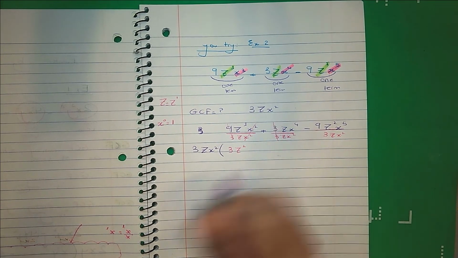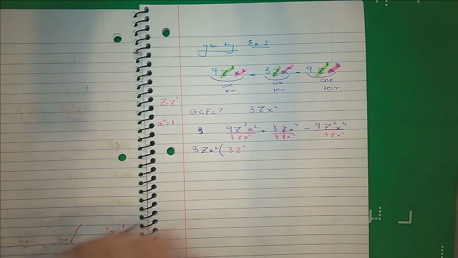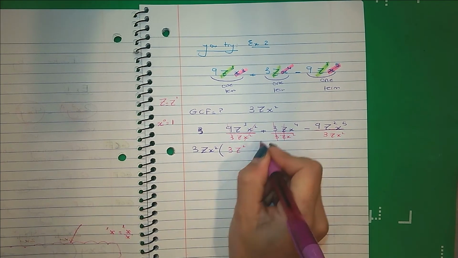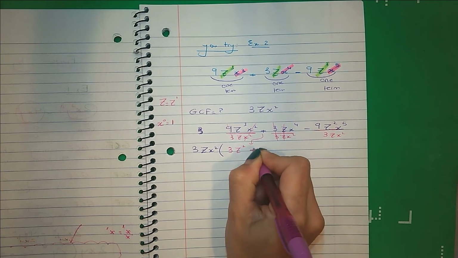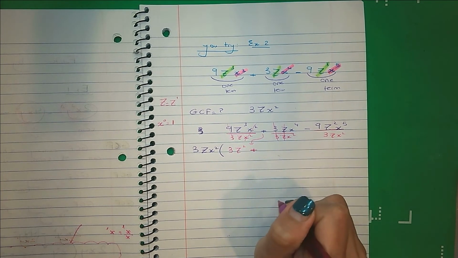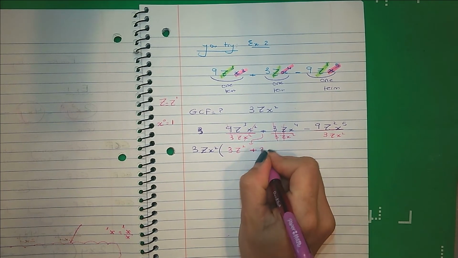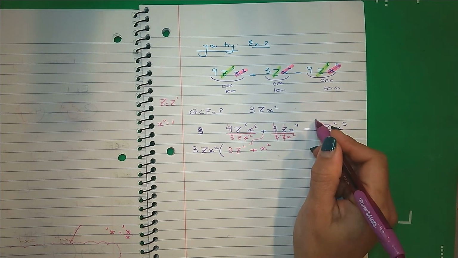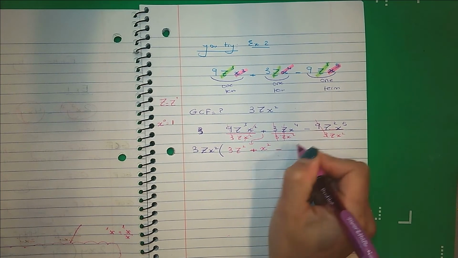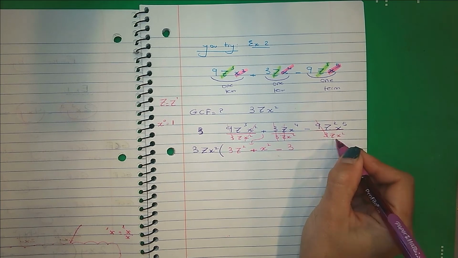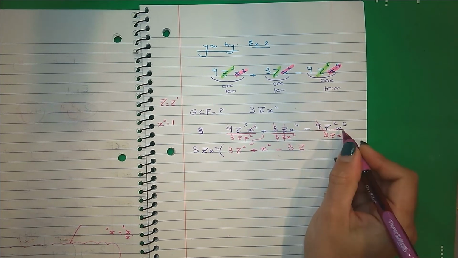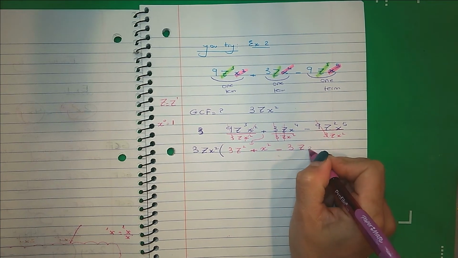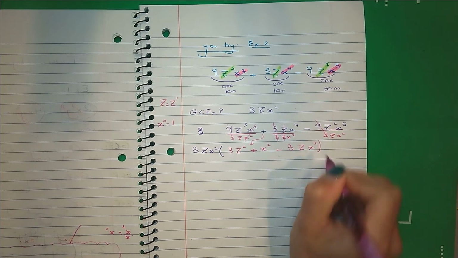Then we got 3 over 3 is 1. Z over Z is 1. Don't forget to drop down the plus. X to the 4th power over x squared is x squared. And then 9 over 3, that's 3. Z squared over Z is Z. And x to the 5th power over x squared, that is x cubed.